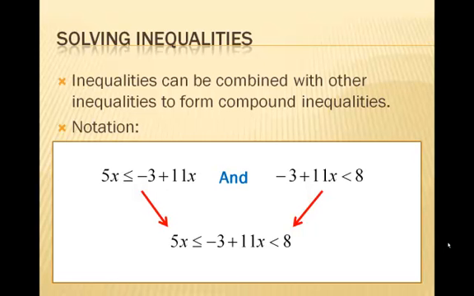So if I have 5x is less than or equal to a minus 3 plus 11x, and minus 3 plus 11x is less than 8, well, since they have that common piece in between, I can combine them together into a single inequality. Now, you'll notice with this one, it has 3 different pieces to it.